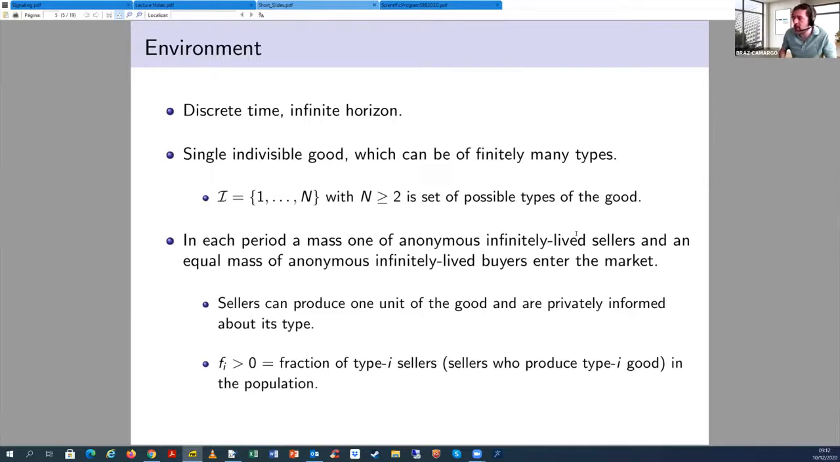In each period, I have a mass 1 of infinitely lived sellers and an equal mass of anonymous infinitely lived buyers who enter the market. The sellers can produce 1 unit of the good and are privately informed about its type. I have a positive fraction Fi of type I sellers in the population. So in each period, a mass 1 of sellers enters, a fraction Fi of them is of type I, and a mass 1 of buyers enters the market as well.